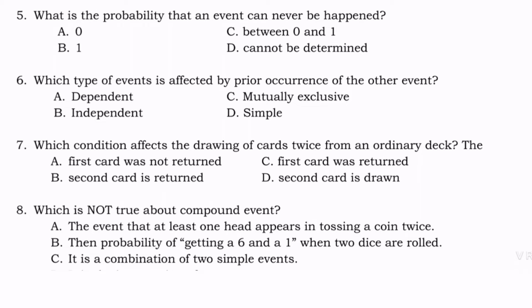Number 5. What is the probability that an event can never happen? The answer is A. Number 6. Which type of event is affected by prior occurrence of the other event? The answer is A.